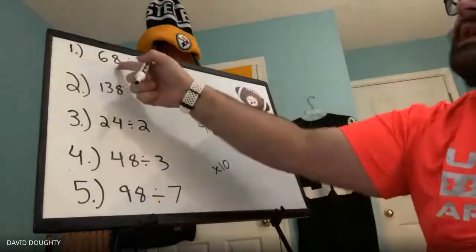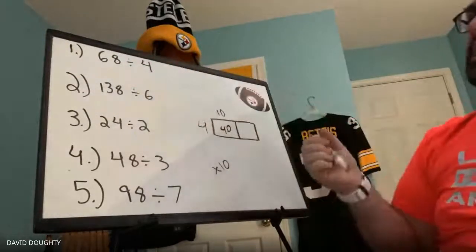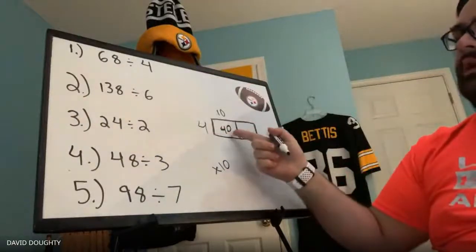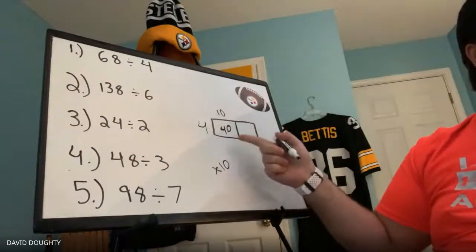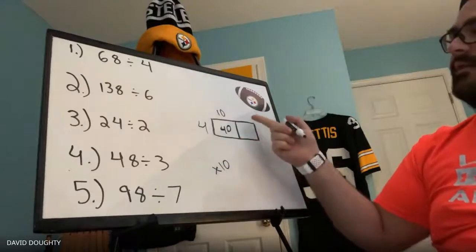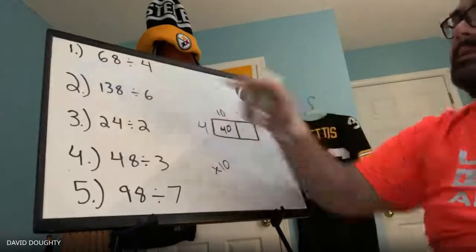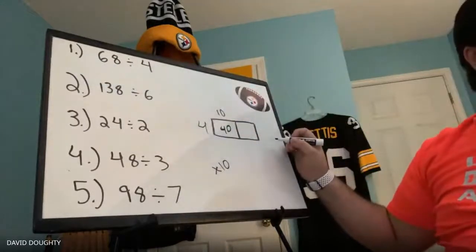What I'm doing is I'm taking 68, and instead of chopping it into 60 and 8, I'm chopping it into one number that I know 4 can go into easily. I know 4 can go into 40. Then I need to figure out what this other number is. How do I do that? Well, I've used 40 from the 68, and I know this might be confusing. That's why we're going to do several of these together.